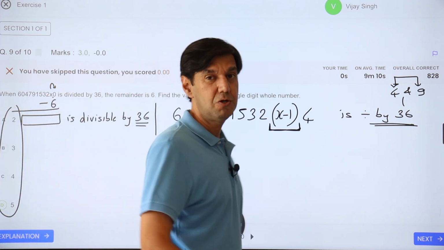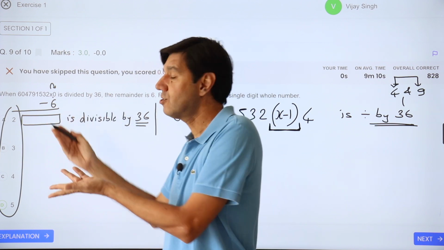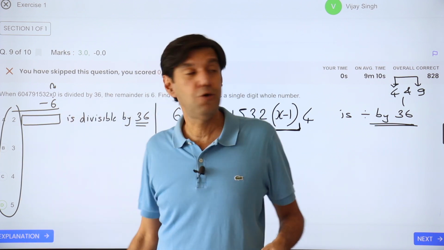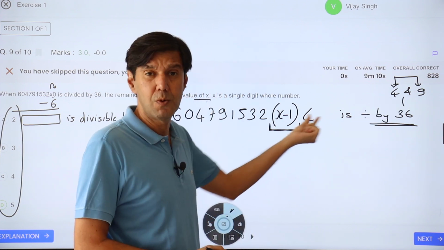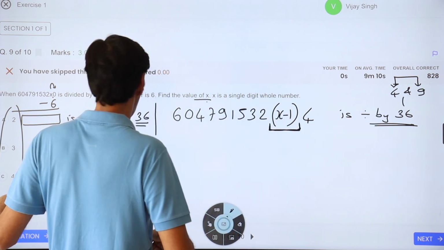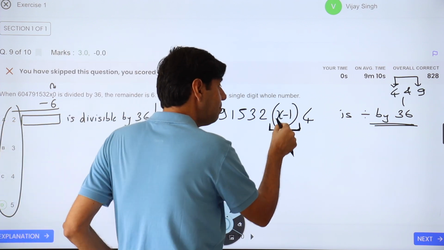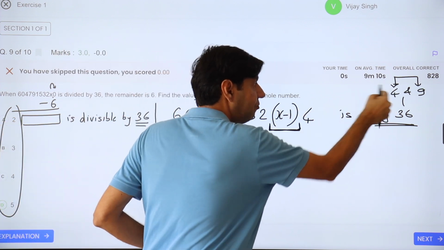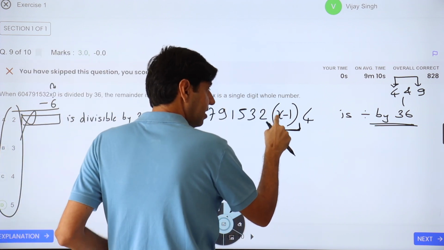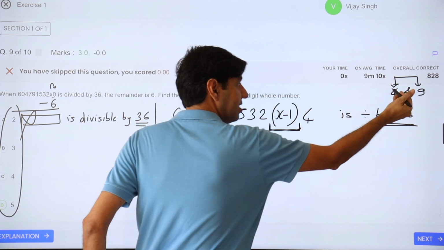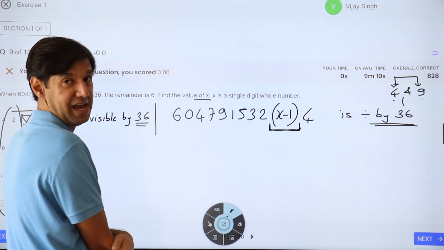So another way could be, if you get missed out, you just use these values over there and actually divide and check. So which value of x when I put will make it divisible by 36? I'm not going to work it out now, I'm just going to plug in values. So if I take x as 2, then x minus 1 will become 1, so 14. Is 14 divisible? No. If x is 3, then 3 minus 1, 24. Is it divisible by 4? Yes. But is it divisible by 9? I have to check later.